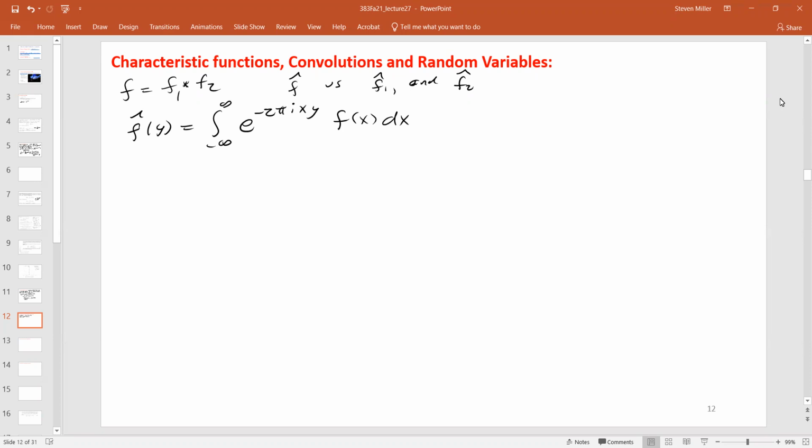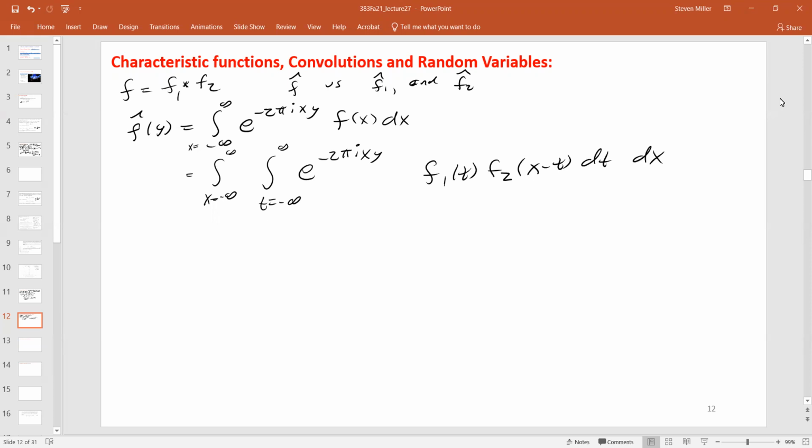Normally I write f of x e to the negative 2 pi i xy. I wanted to write the exponential first. Why did I want to do that? Well, because I'm about to replace f with the convolution of f1 and f2. So let's be very clear. This is the integral, x goes from minus infinity to infinity, and the integral, let's say t goes from minus infinity to infinity, of e to the negative 2 pi i xy f1 of t, f2 of x minus t, dt, dx.